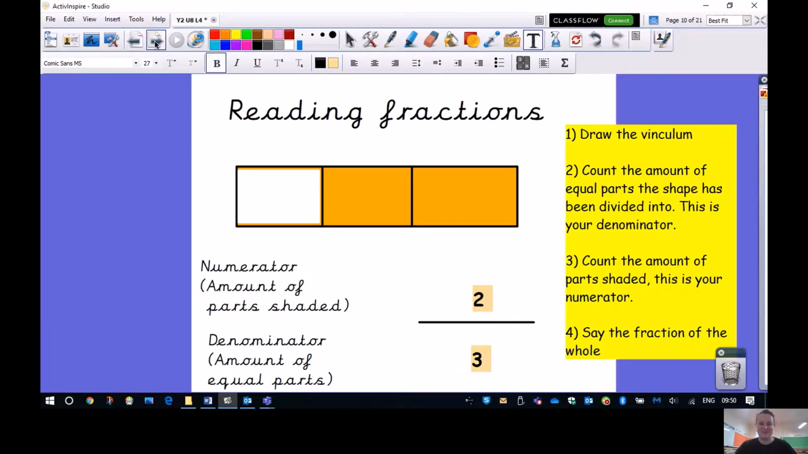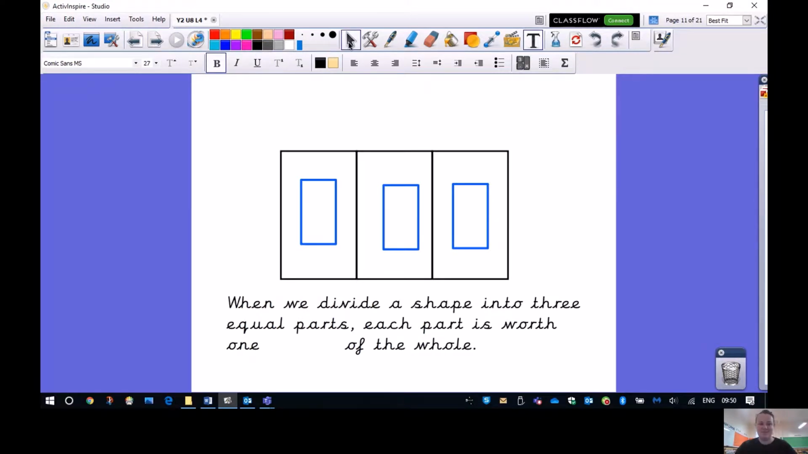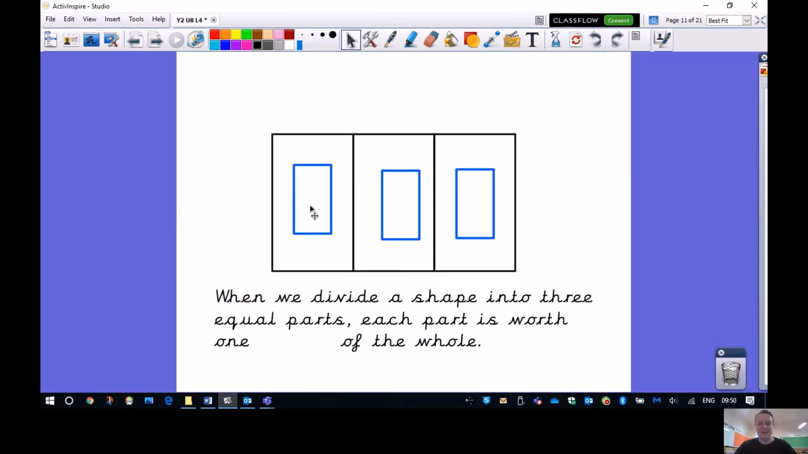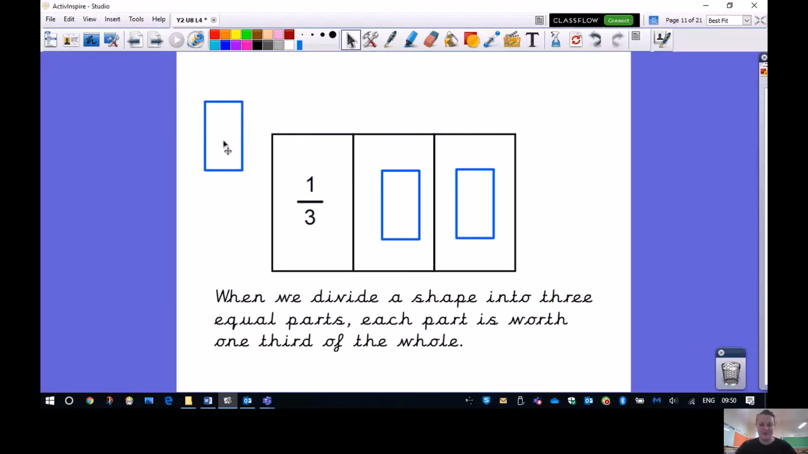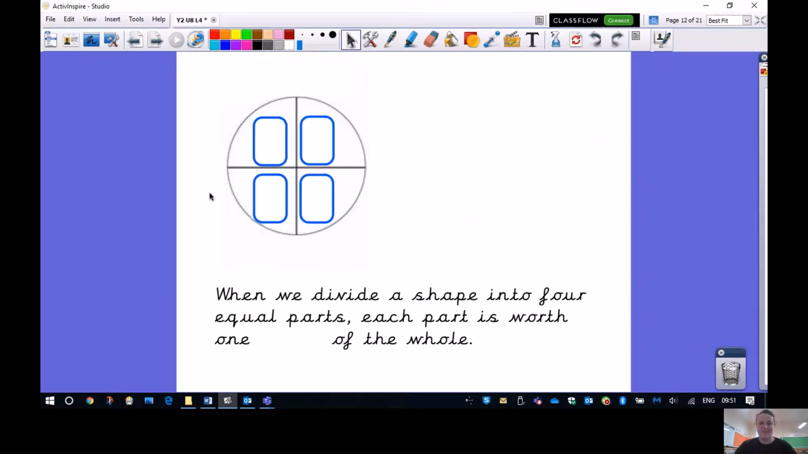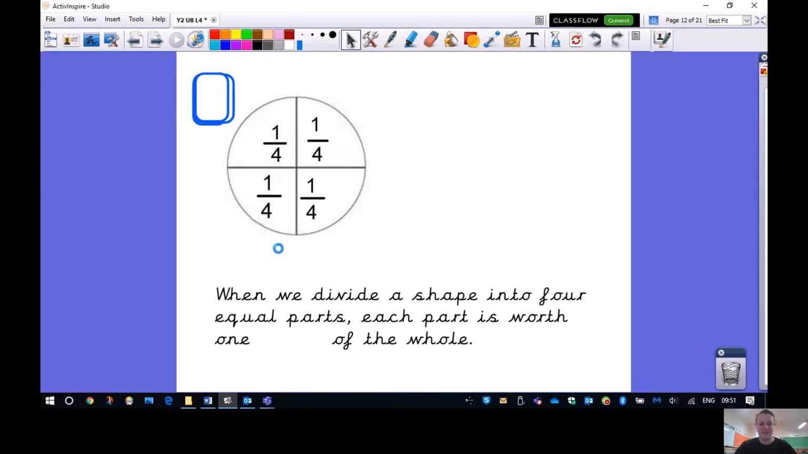2 thirds. When we divide a shape into 3 equal parts, each part is worth 1 third. It's worth 1/3 of the whole. 1/3, 1/3, 1/3. They must be equal. When we divide a shape into 4 equal parts, each part is worth 1/4. Each part is worth 1/4 of the whole.